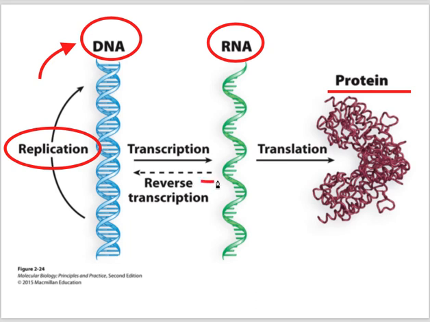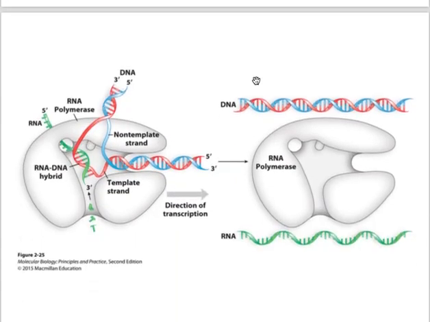Reverse transcription is where a virus actually carries its genetic material as RNA and it goes back to DNA to integrate into the host. That's a special case. This is a great look at how RNA polymerase actually looks as a massive protein. It opens up DNA right here and copies this section into this green RNA in the 5' to 3' direction. So it's really, really good.